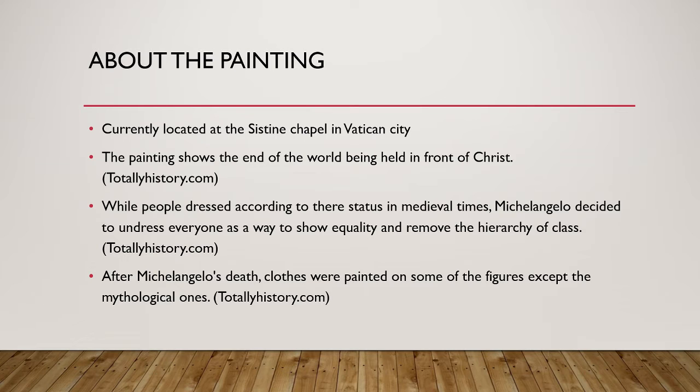You see, in medieval times, people would dress according to their status in society, but Michelangelo decided to draw everyone nude to show a form of equality in events such as this. This portrayal, however, sparked great criticism and even violent protests because of the presence of nudity in the Sistine Chapel and violating the social norms of the time. After his death, however, artists decided to paint clothes on many of the figures.